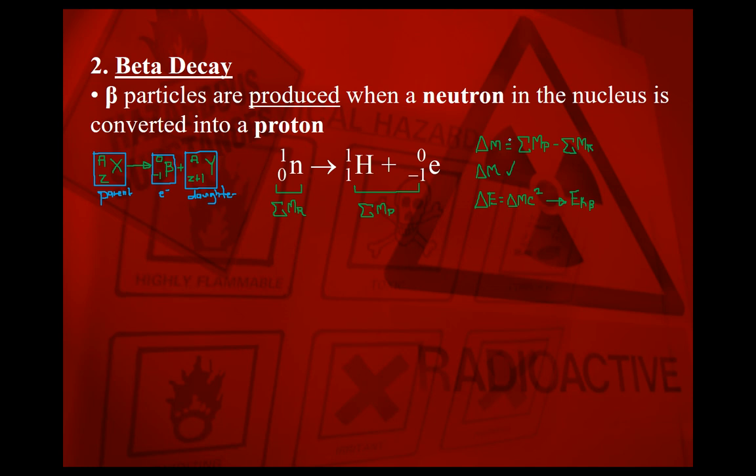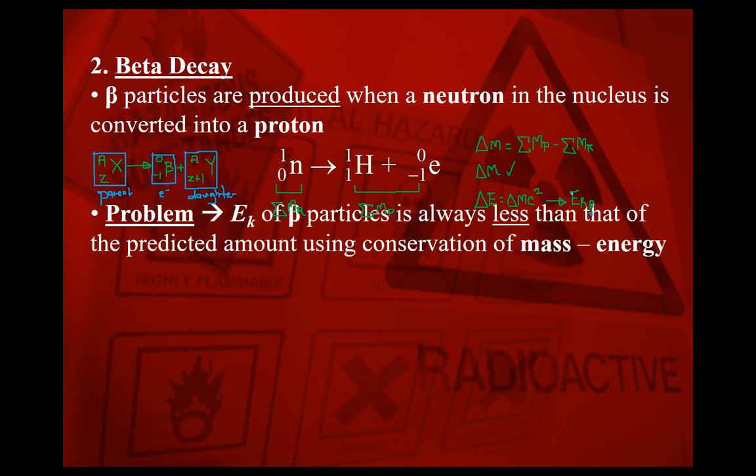Again, we figure out the mass defect between the products and reactants. We get a mass defect, convert it to energy, and our prediction is that should be the kinetic energy given to the beta particle. The beta particle is the small subatomic particle. The daughter isotope would be much larger, so the daughter isotope would not be getting that energy. So that's the prediction. We think that this is going to give all the kinetic energy to the beta particle.